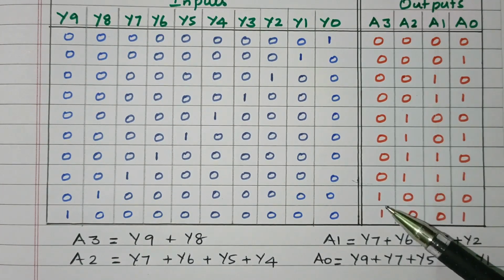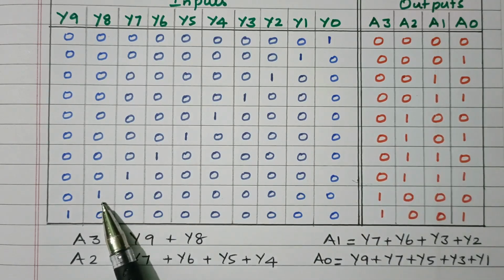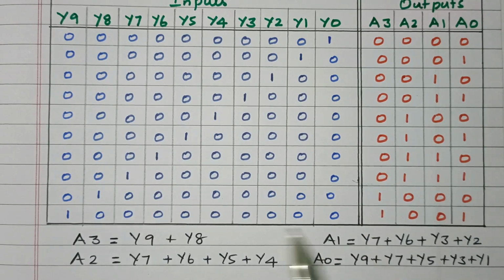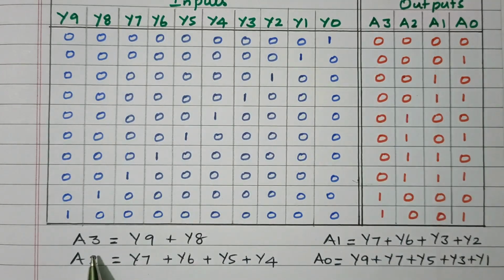1 is available, logical 1. All other terms are 0. This 1 means correspondingly Y8 is 1, for this Y9 is 1. So that is Y9 plus Y8. All other terms are 0. Right. So this is the logical expression for A3.